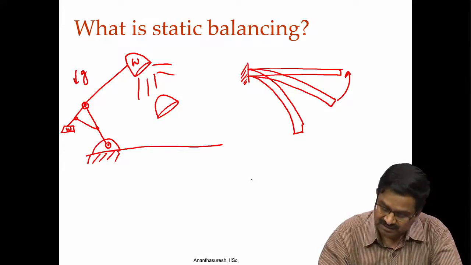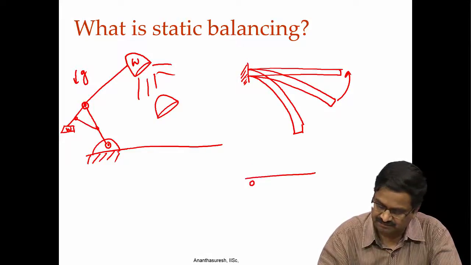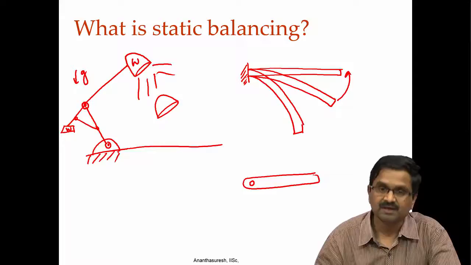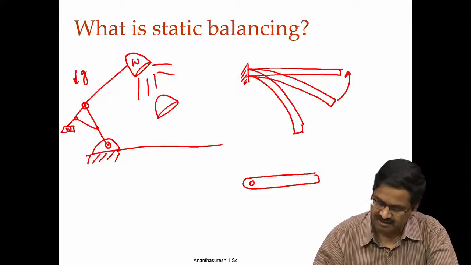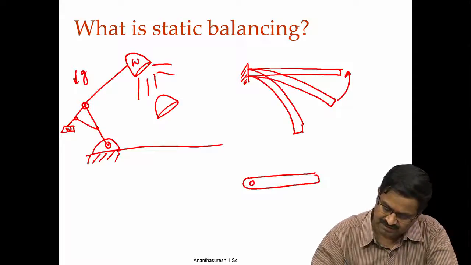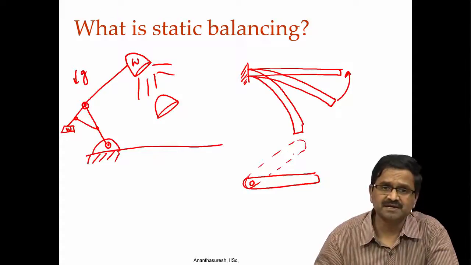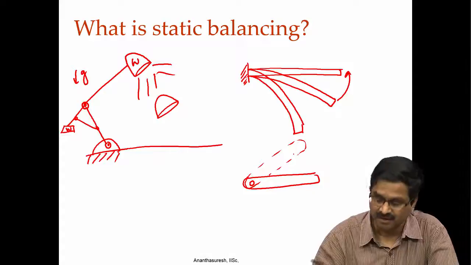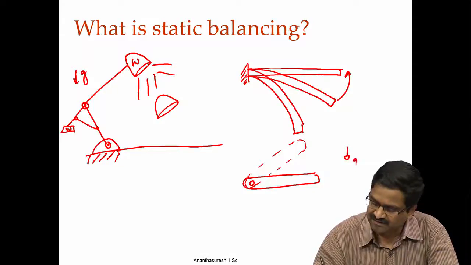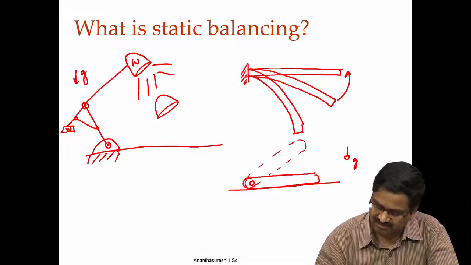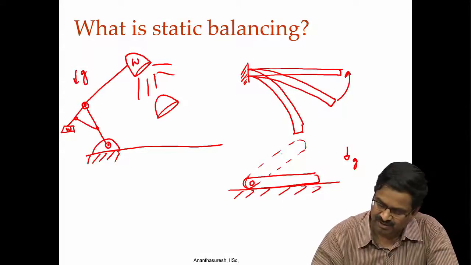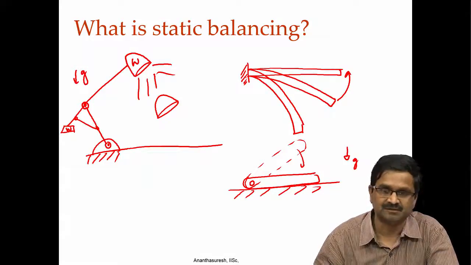So, if I take a rigid body linkage, let us say just a link like that on a plane, and I rotate it, let us say something like this, it will stay if there is no gravity. But the moment there is gravity, and if this is the table, if I put it like this, it is going to fall back onto the table.